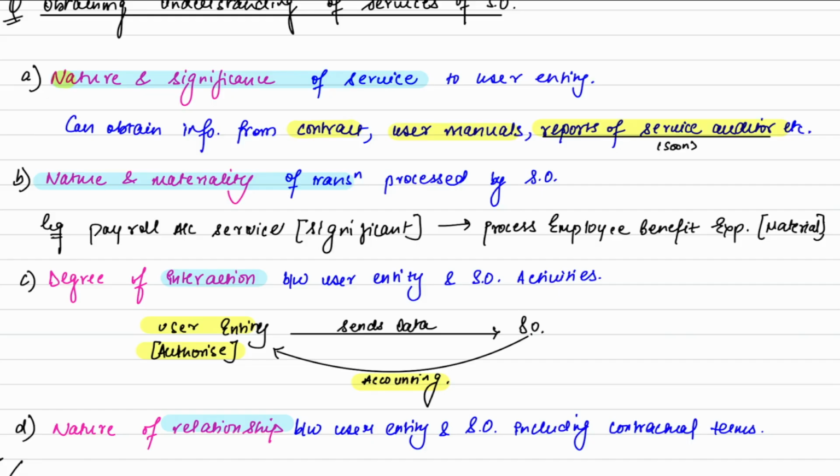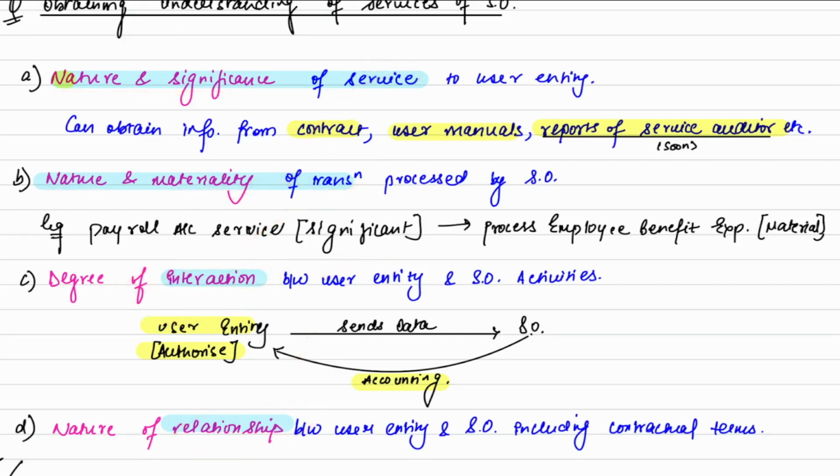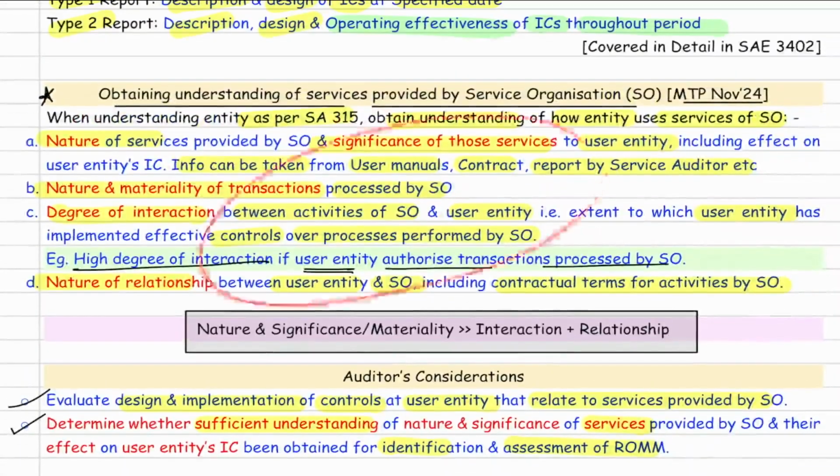First 2 points are very easy. Nature and significance of service. This service is related to which transaction? That means nature and materiality of transaction. Significance of service, materiality of transaction. What is the rhyming of transaction? Interaction. Say with me, interaction, transaction, interaction. Degree of interaction between the two, user entity and SO. And lastly, whenever you have interaction, it develops relationship. Nature of relationship between the user entity and SO. Are the 4 points clear? Yes, sir. So these are the same 4 points you will find here.